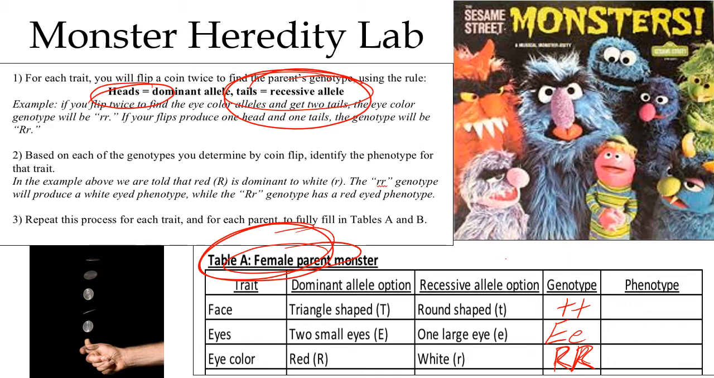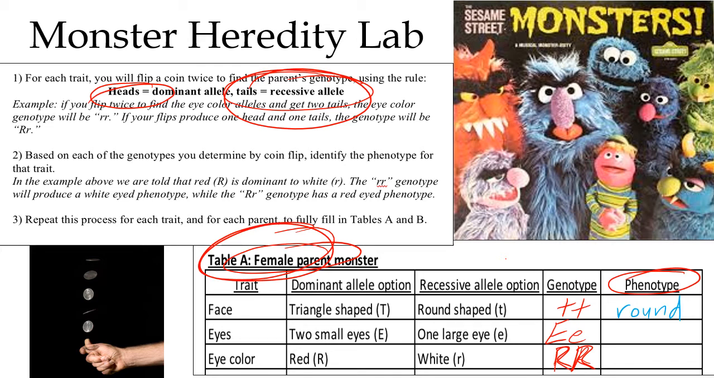The last thing is this little phenotype column right here. So what does your monster actually look like? For that, you're just going to look at the genotype and say, okay, what does this actually mean? If your genotype right here for face shape is little t, that's 2 of the recessive alleles. So if the parent has 2 recessive alleles, then they will show that recessive trait, which means in this case, the phenotype, the physical meaning of everything, is that they're going to have a round-shaped face.